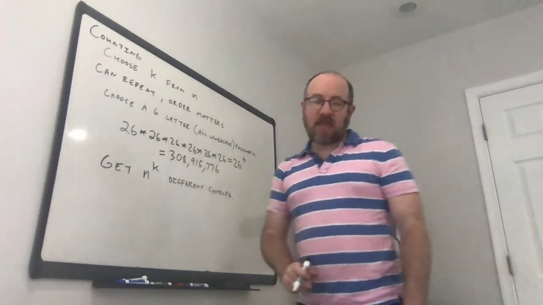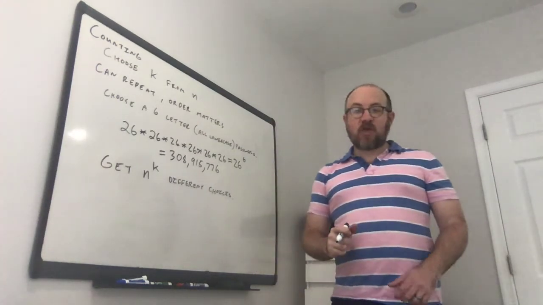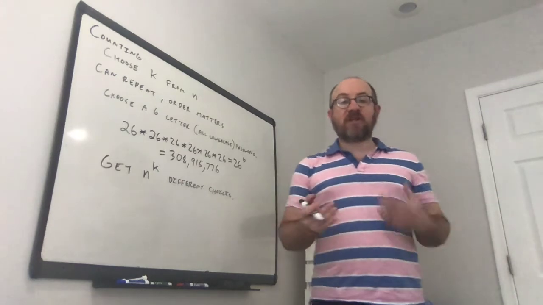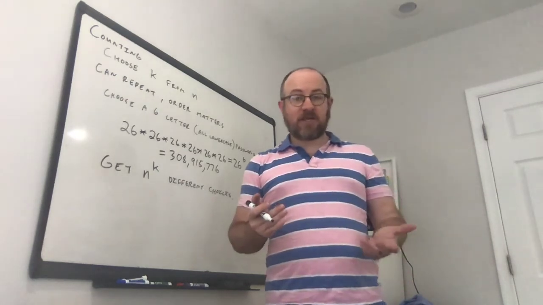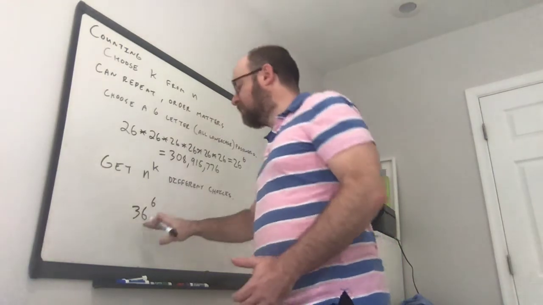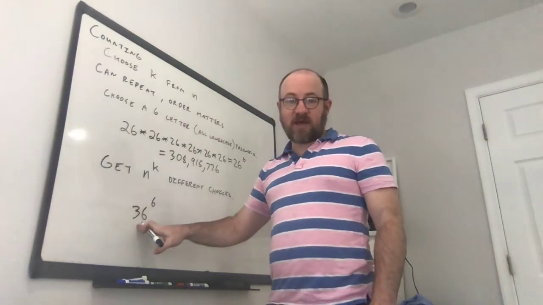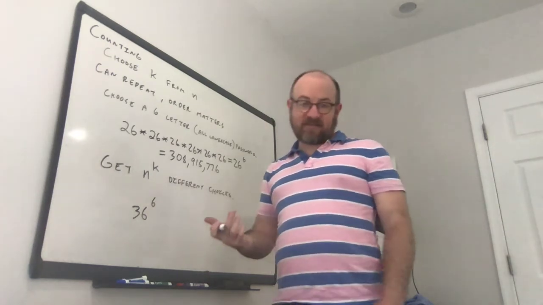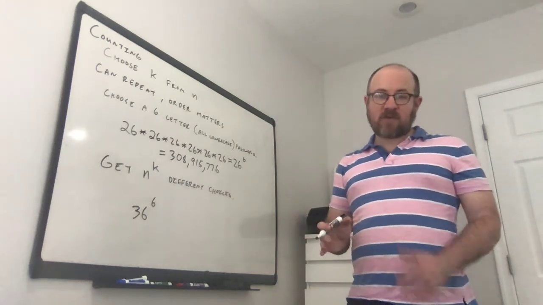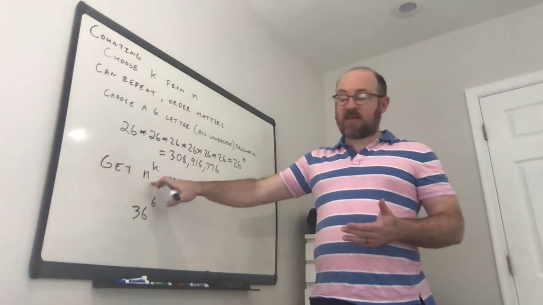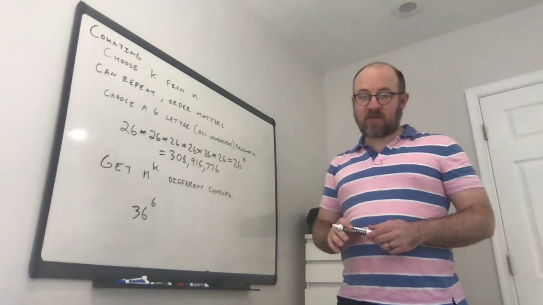Okay? And so if you wanted to make these numbers and letters, so there were 36 possibilities for each of the 6 characters, you would have 36 to the 6th. So 36 different possibilities for each character, 6 choices, 36 to the 6th. Okay? So if you can repeat and order matters, you're going to get n raised to the k different choices.